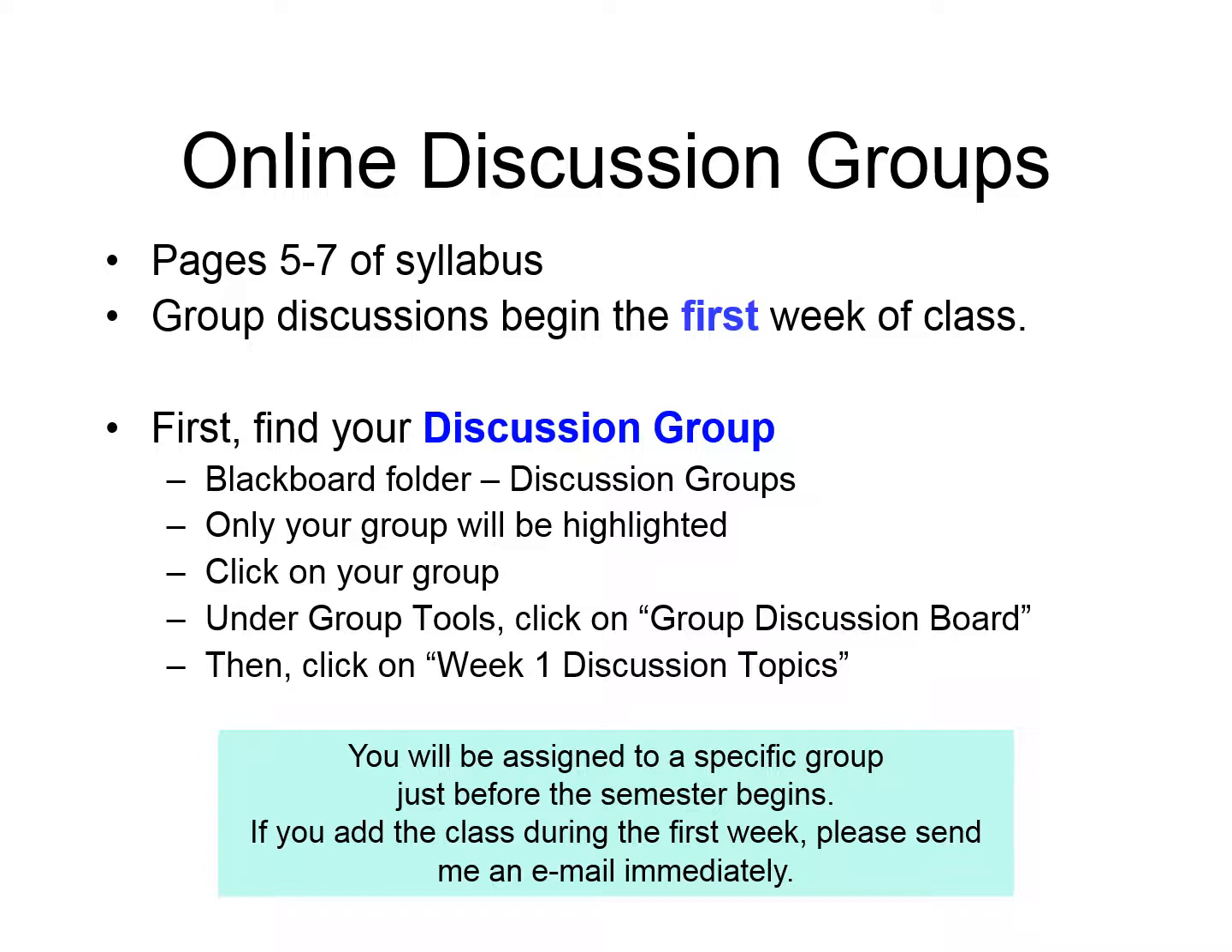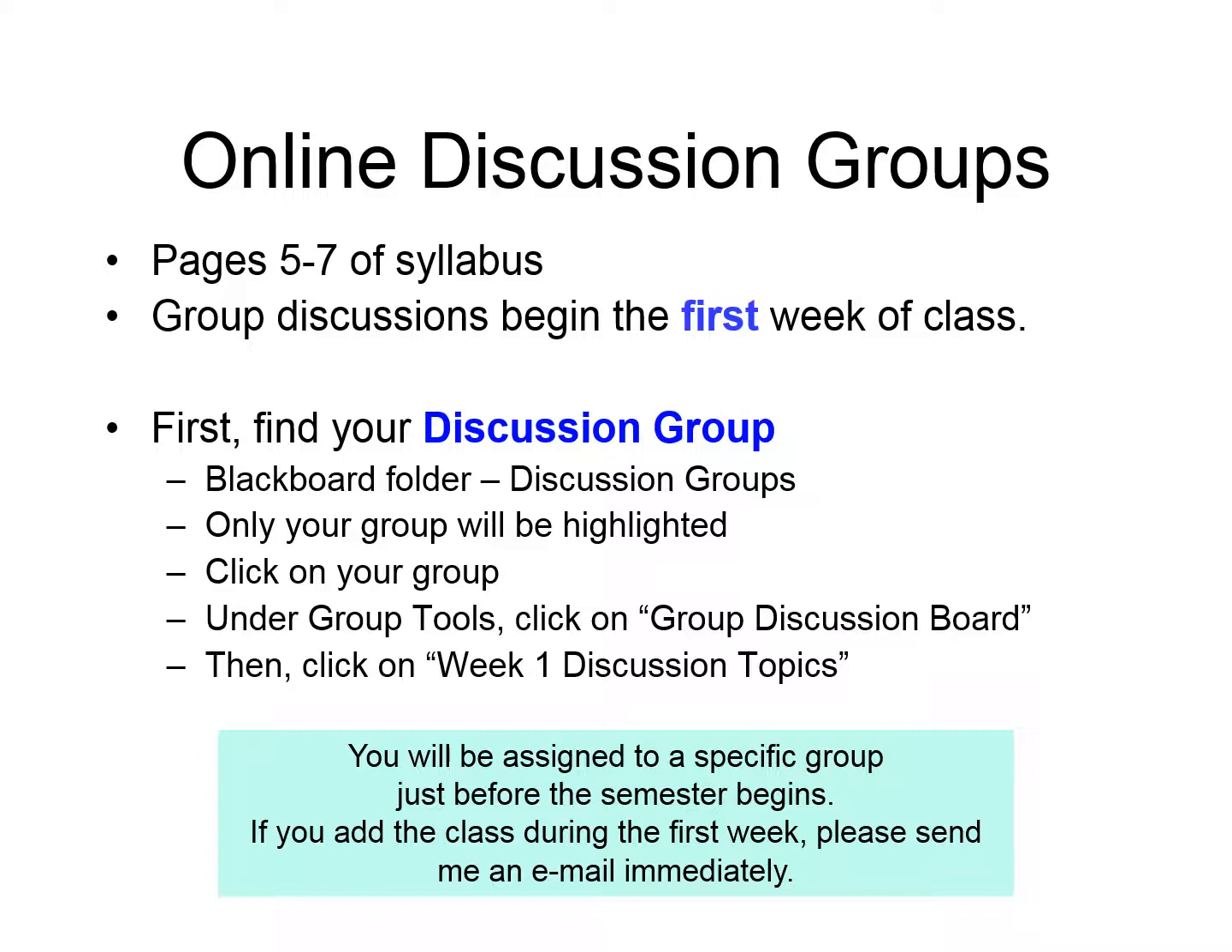The first thing to do is find your discussion group in Blackboard. If you go into Blackboard, you will see a folder labeled Discussion Groups. If you click on the Discussion Groups folder, only your group will be highlighted. That's the only one that you're going to be able to click on. When you click on that, under Group Tools, find Group Discussion Boards, and then click on Week 1 Discussion Topics.